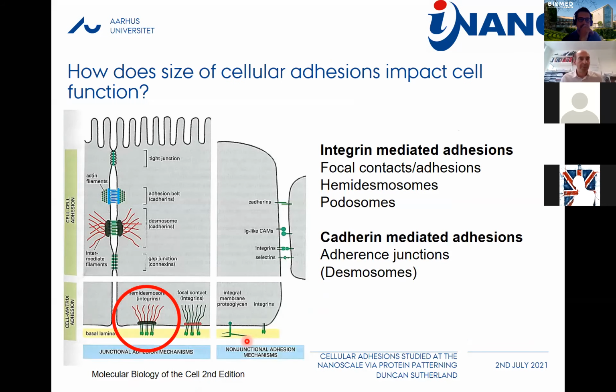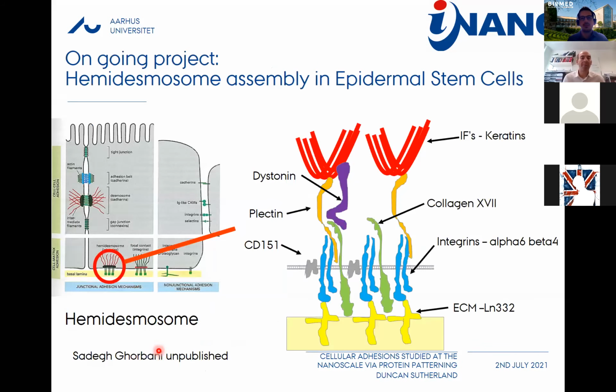So I'll briefly touch on some other adhesions to extracellular matrix. What I've just talked about was focal contacts and focal adhesions, connecting the cell's actin cytoskeleton to the surrounding extracellular matrix. There's another type of adhesion which is connected to the extracellular matrix, but connects not to the actin but to the intermediate filaments. In skin cells, that would be the keratins, hence the name keratinocytes. These are hemidesmosomes, and this is actually Sadeg's work. This is one of his projects.